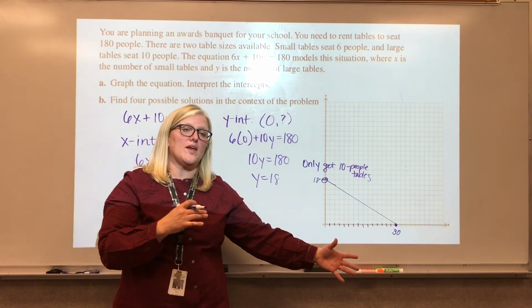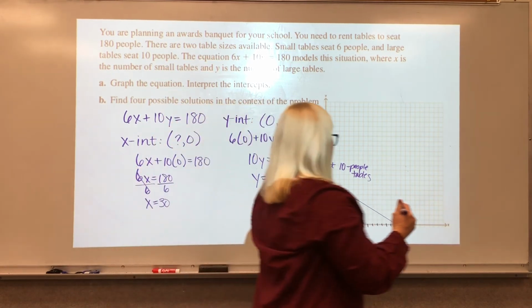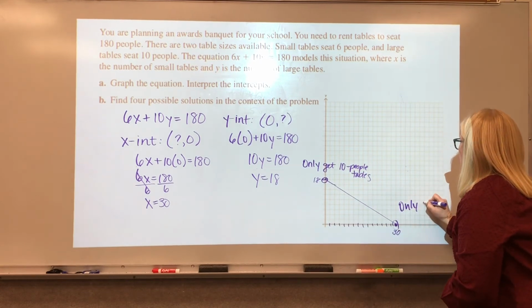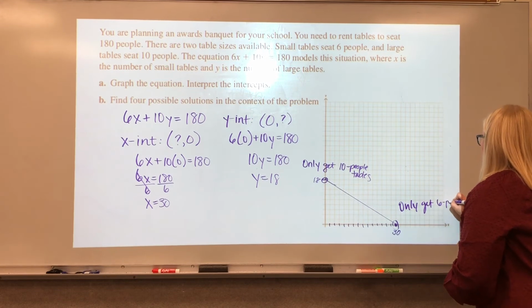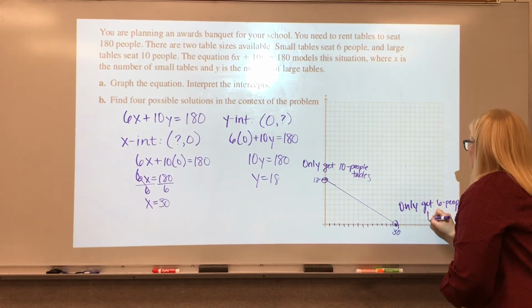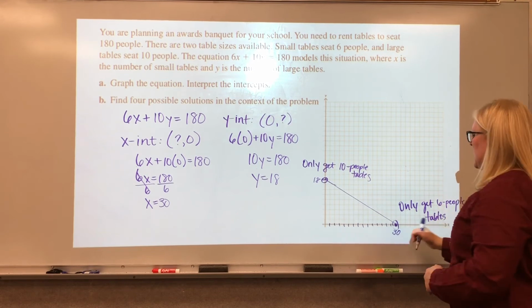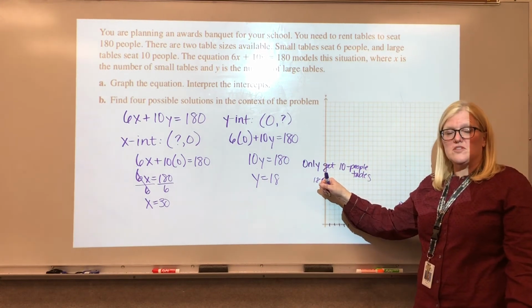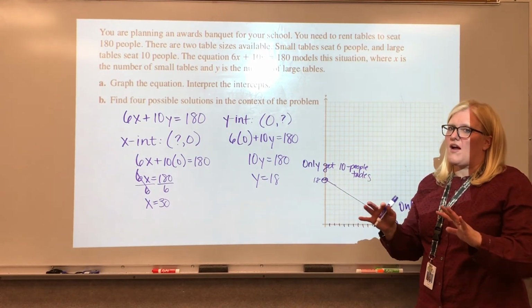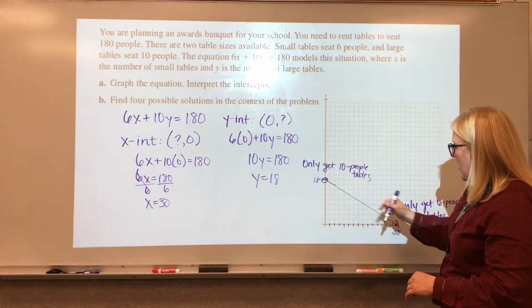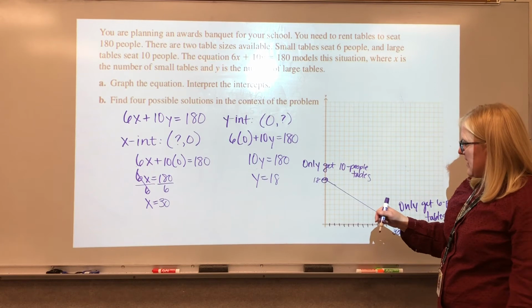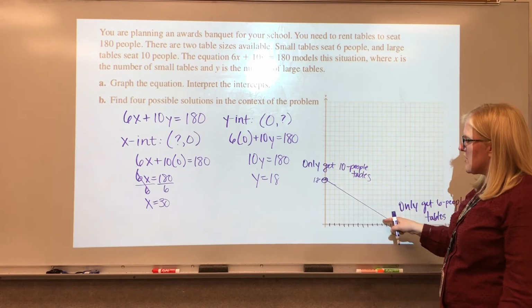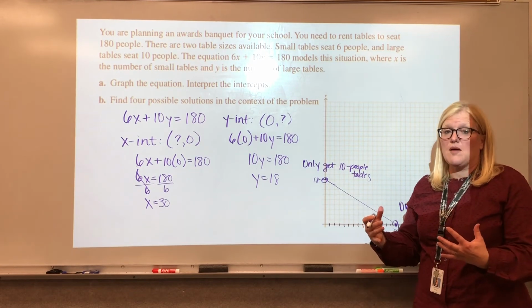Now the other side is, what if we only got small tables? Then we would need 30 of them. So this is if we only get 6-person tables. So we've got 2 extremes here. We can either get all small tables and get 30 of them, or we can get all large tables and get 18 of them. But somewhere there is a happy medium, and this is where we look at the graph to see where it crosses some of these other places so that we know where we might have a combination.